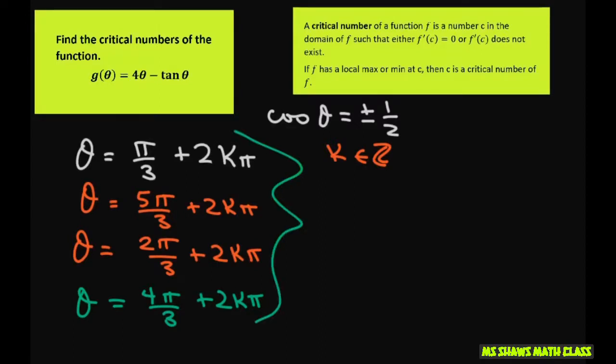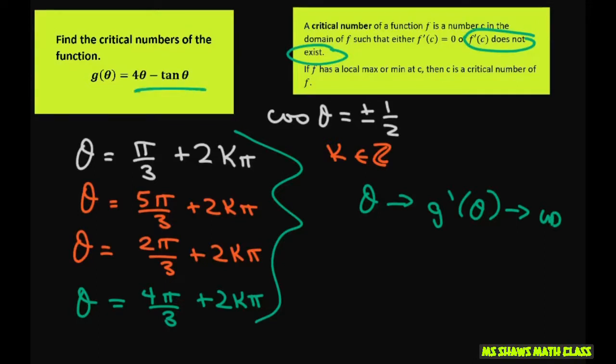And remember, for this part right here, where it doesn't exist, the values of theta that make g prime of theta undefined aren't in the domain of our original function. So they're not even in that domain, so undefined.